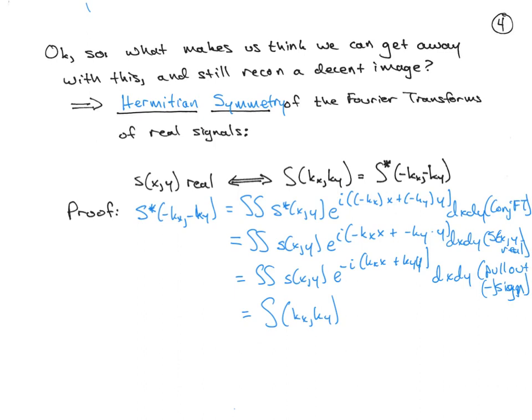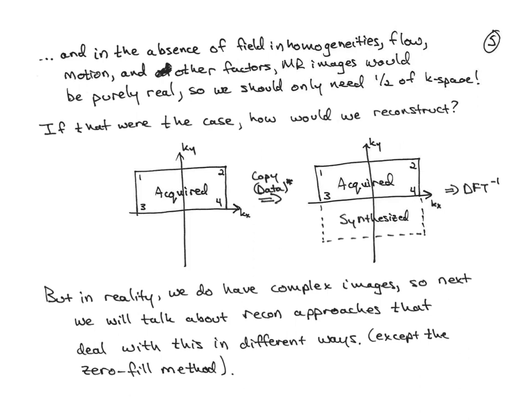The other direction is easy too. We can start with S(kx,ky) and go to S conjugate of (−kx, −ky). And we can apply this in one dimension if the other dimension is Fourier transformed as well. In the absence of field inhomogeneities, flow, motion, and other factors, such as receive coil sensitivities, MR images would be purely real, so we should need only half of k-space. Ideally we would only have smooth phase variations across our imaged objects. If that were the case, we could reconstruct simply by copying the data and complex conjugating it over to the empty region of k-space, and then taking an inverse discrete Fourier transform or inverse fast Fourier transform to get the image back.